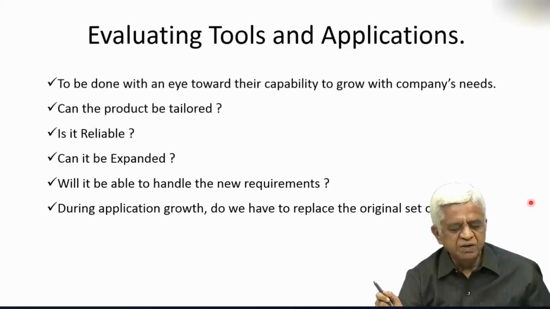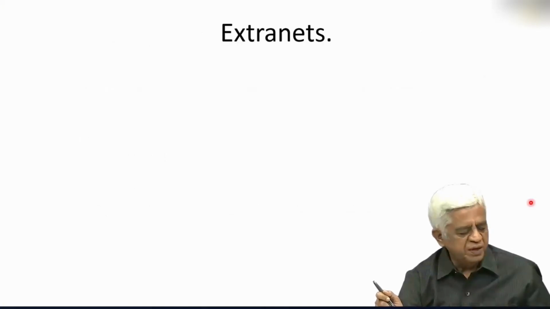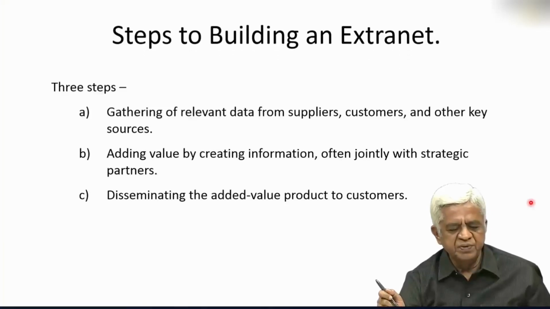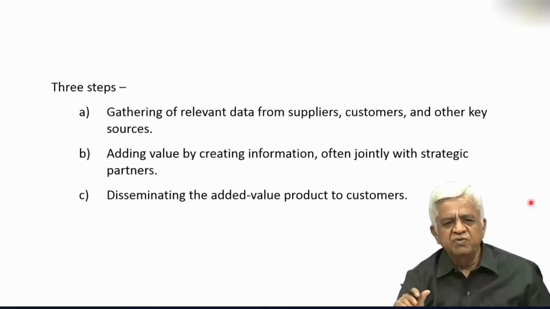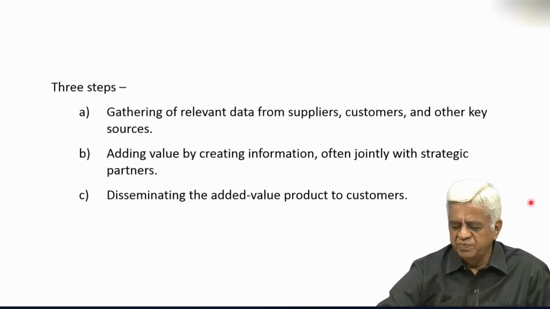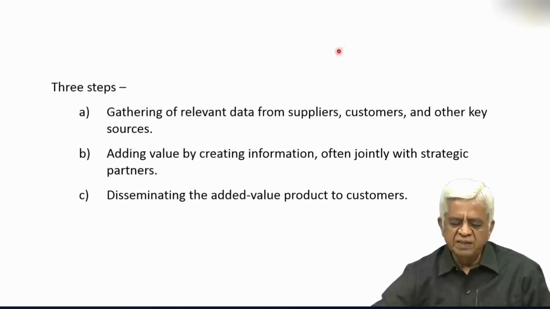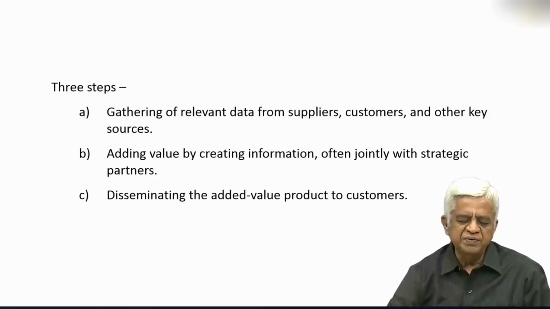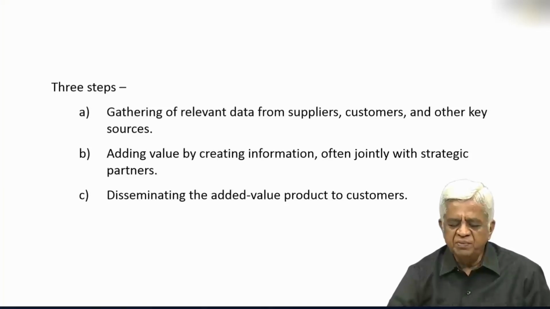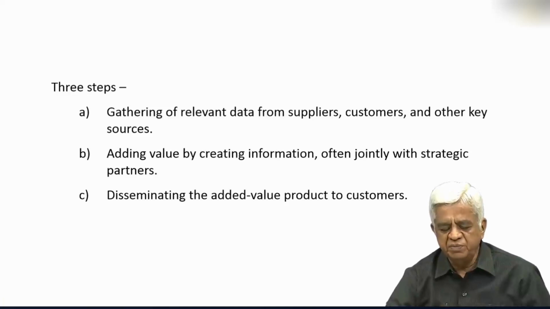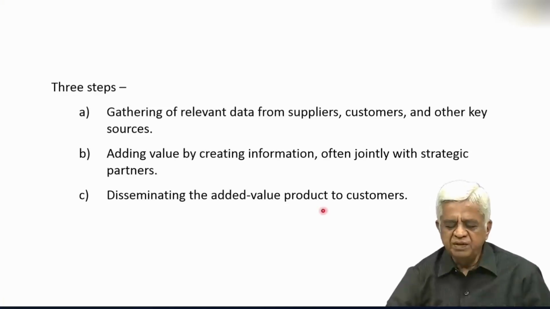Now in order to do all this, people make use of what is called extranets. What is this extranet? This extranet actually involves 3 steps. One is gathering relevant data from suppliers, customers and other key sources. Second, adding value by creating information, often jointly with strategic partners. Third, disseminating the added value product to customers.